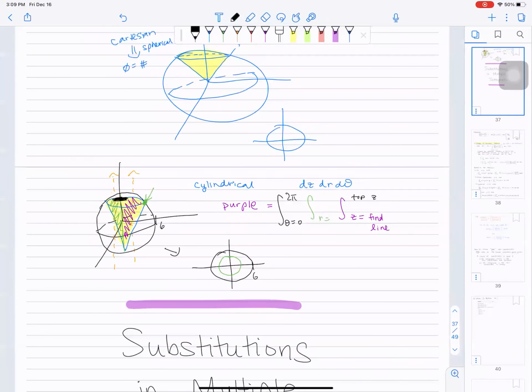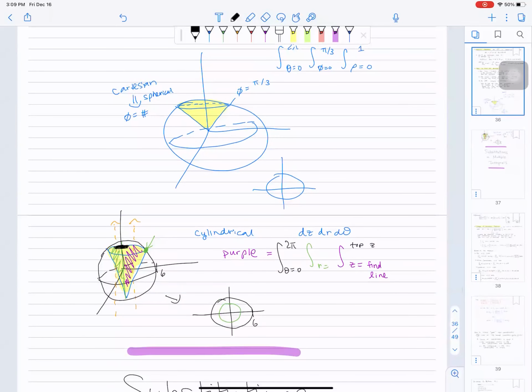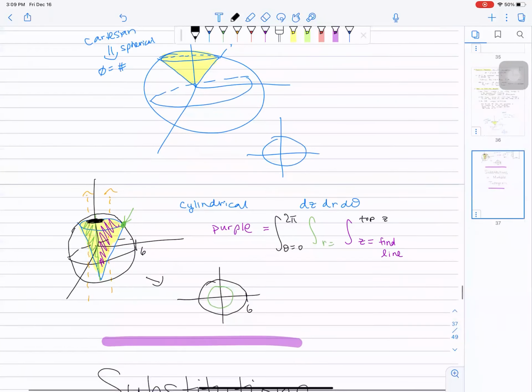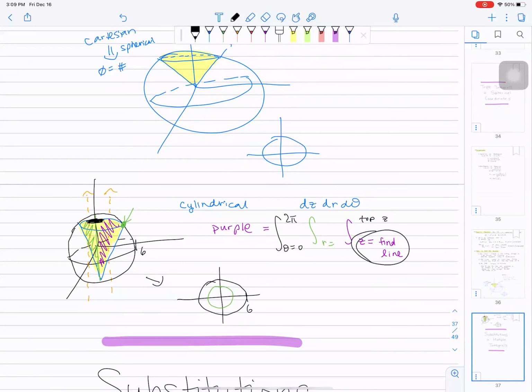Yeah, sorry. Quick question. I'm just confused about the bottom bound for Z. Wouldn't the bottom part be a surface? Yes.